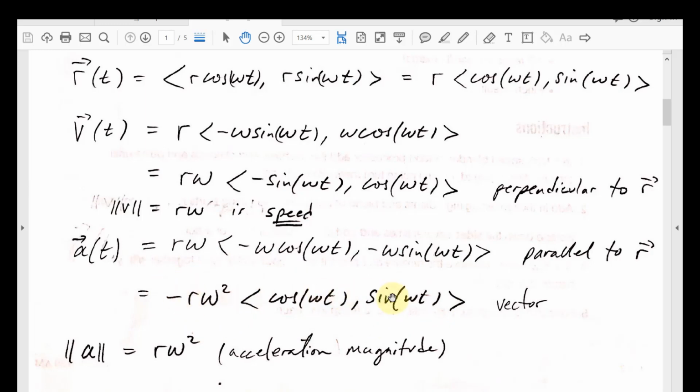For uniform circular motion, there would be a constant speed given by this r omega. R is constant, omega is constant in this analysis. And this is the acceleration that would correspond to uniform circular motion, uniform meaning constant speed. So r and omega are constants in this analysis, and the magnitude of the acceleration is given by r omega squared.